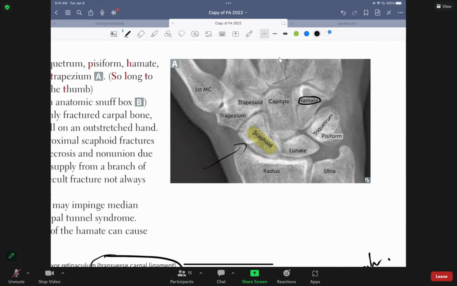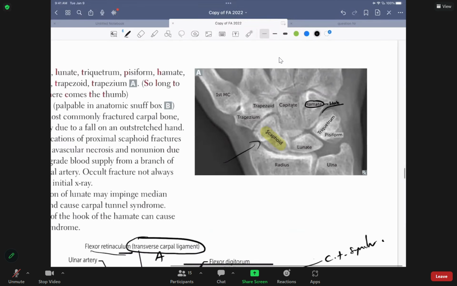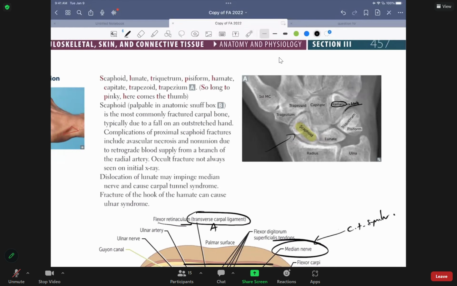Hamate bone is very important. It has a hook. That bone has a hook, and there's a nerve that runs right next to it. That nerve is called the ulnar nerve. I'm going to come to that. The hamate hook and the nerve is called the ulnar nerve. We'll talk about that in a few minutes. Now, I'll come to that ulnar. Don't worry about that. We will come to that.